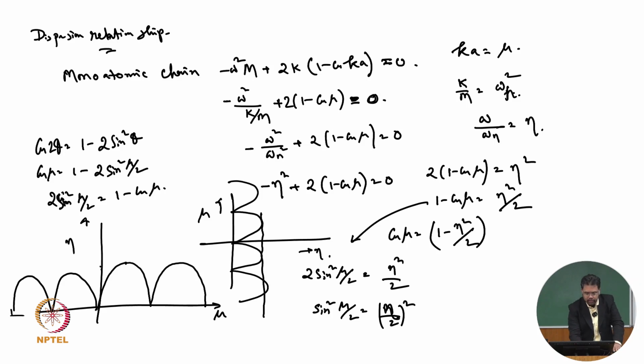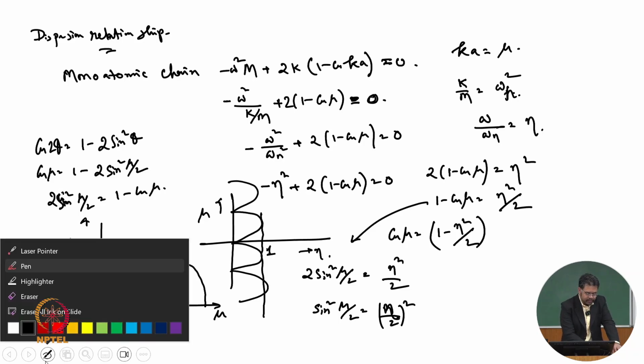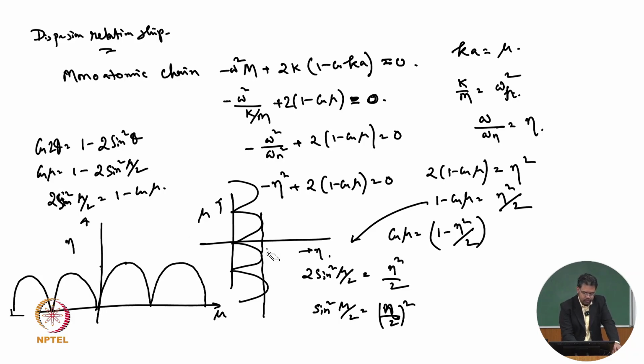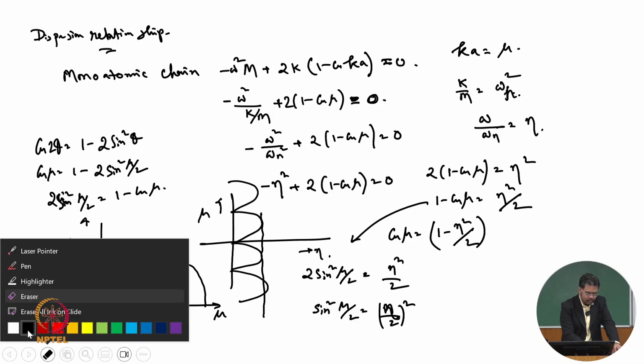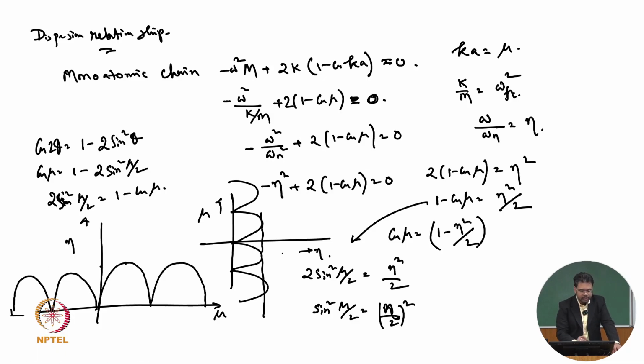So this value cannot cross more than 1. If it crosses more than 1, it cannot be, so that value will then become imaginary. So this type of graph will come.